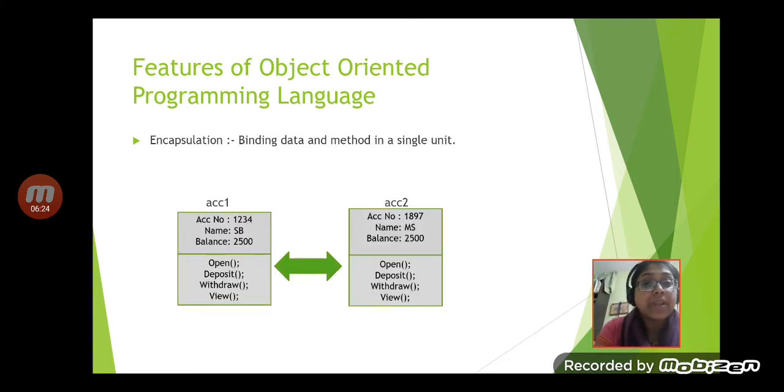Next feature is encapsulation. Encapsulation is a concept where you are able to bind the data and the method together in a single unit. You can see two objects are mentioned here, account 1 and account 2. Both the objects contain some data, that is account number, name, balance, and some methods. Those methods will work with the help of this data. So in a single unit, you are able to get multiple things from one particular element. That is the concept of encapsulation.